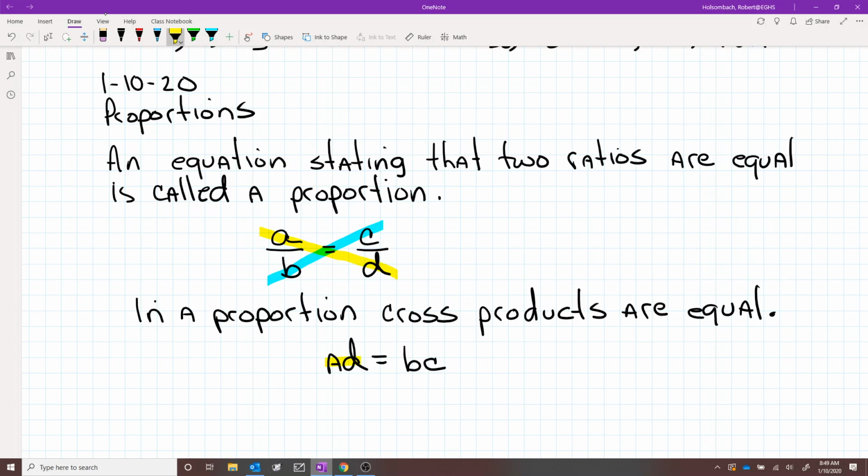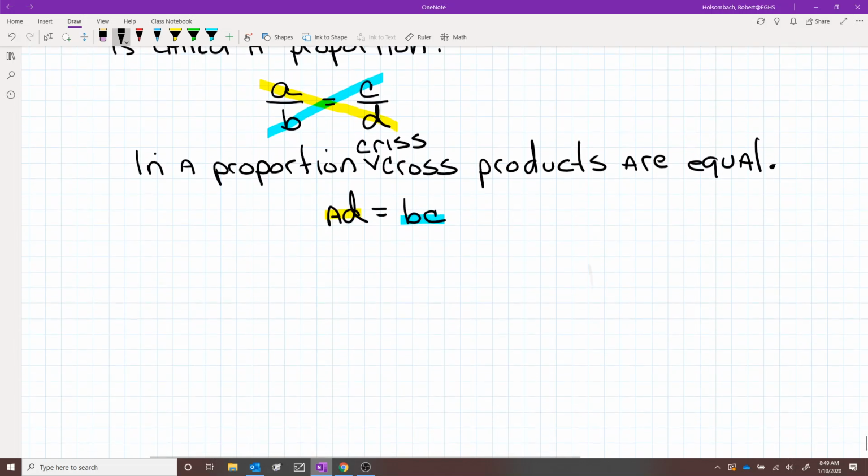Alright, so here's your first cross products, here's your second cross products. And if you have to insert the word "crisscross" in here, crisscross products are equal, that's fine. But make sure you know that it's diagonal multiplication that is equal, not straight across products. Crisscross products are equal. And you use that rule to solve proportions.